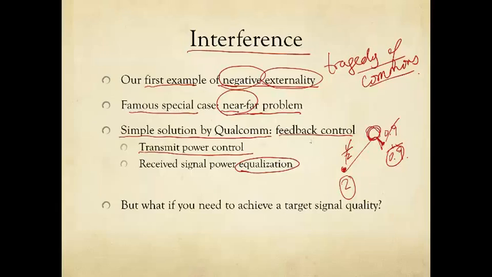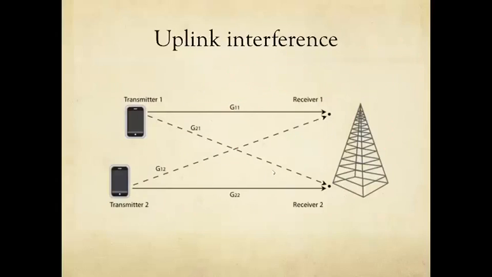Without this feedback control to take care of the near-far problem, you will never be able to implement CDMA because the amount of interference would be just too much. Now, what if you need to achieve a target signal quality which might be different for different mobile stations? Not just simply equalize all the received power. And that was the challenge in the early 90s.